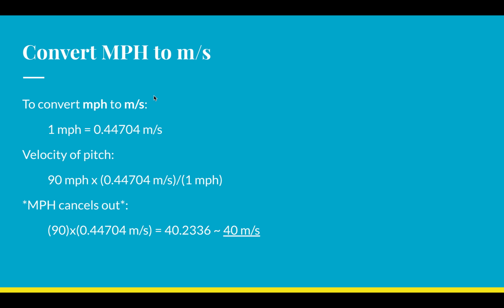Okay, next we will convert miles per hour to meters per second. To do that, 1 mile per hour equals 0.44704 meters per second. So we'll use that conversion right here. For the velocity of the pitch, which is 90 miles an hour, we'll convert it, and the miles per hour will cancel out. We're left with 90 times 0.44704, and we'll get basically 40 meters per second.